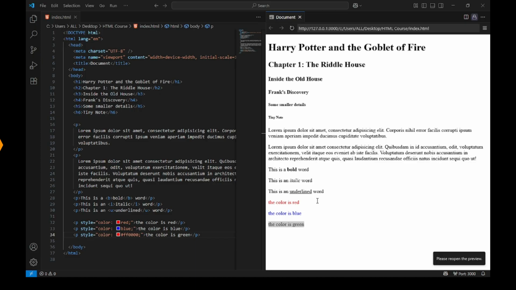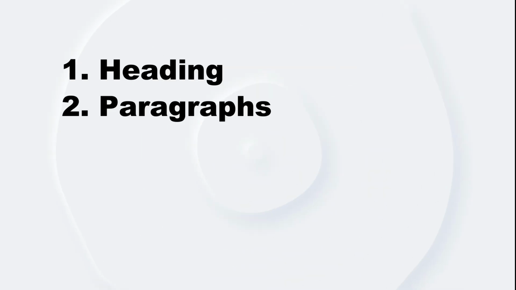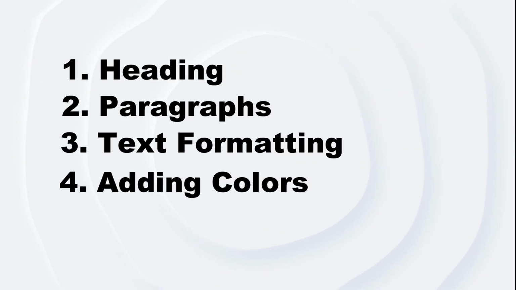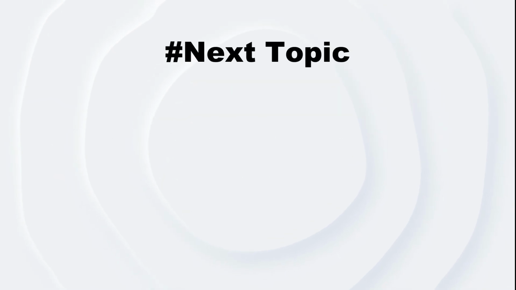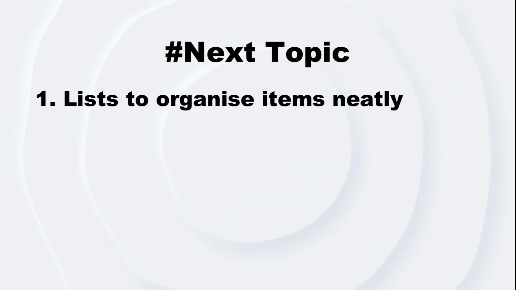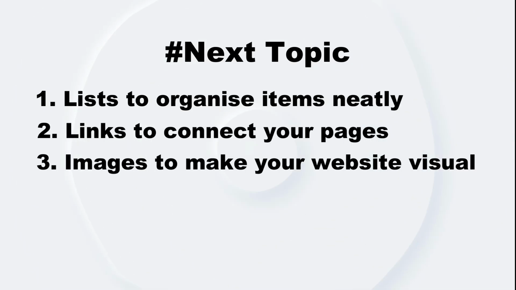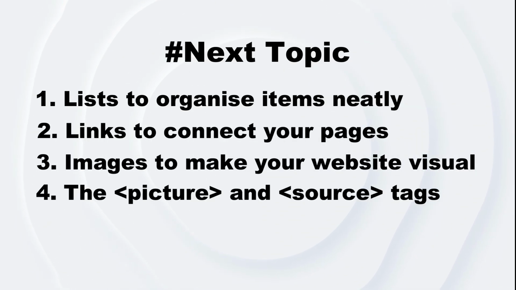Okay, so that's it for today's video. We learned about headings to structure our pages, paragraphs to write our content clearly, text formatting to highlight important words, and adding colors to make our text look attractive. In the next video, we are going to learn about lists to organize items neatly, links to connect your pages, images to make your website visual, the picture and source tags to make your images responsive and smart.